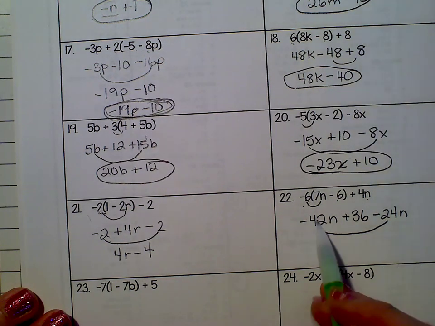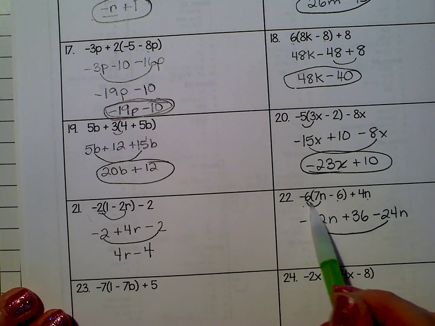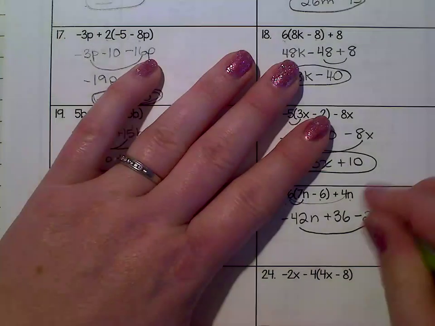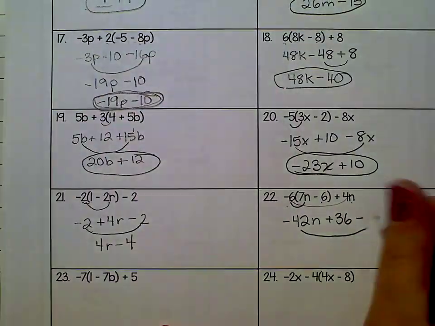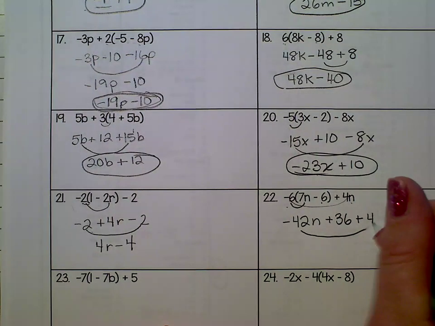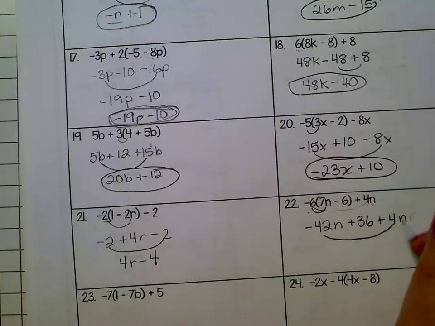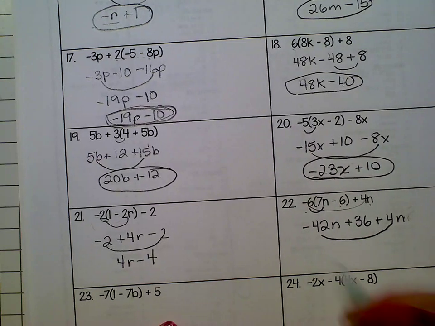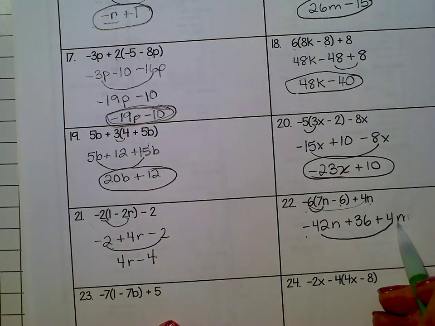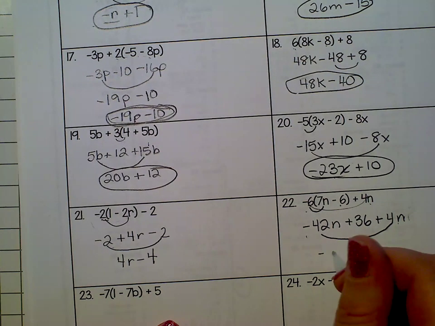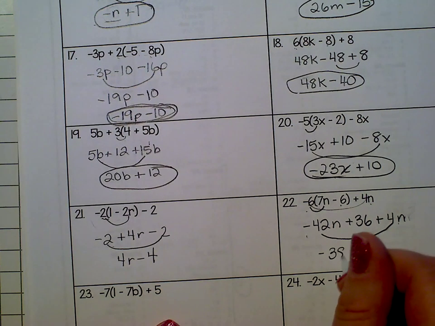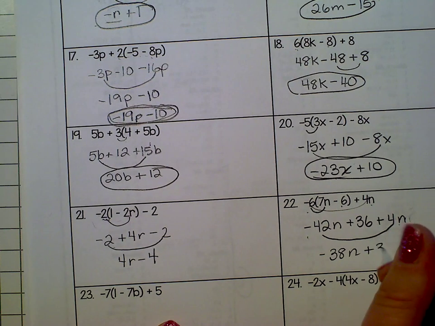oh, did you see what I did there? Brain fart. I just took 6 and multiplied it by that. I was like, that doesn't make any sense. Sleep deprivation. So negative 42 plus 4 would get us to negative 38n plus 36.